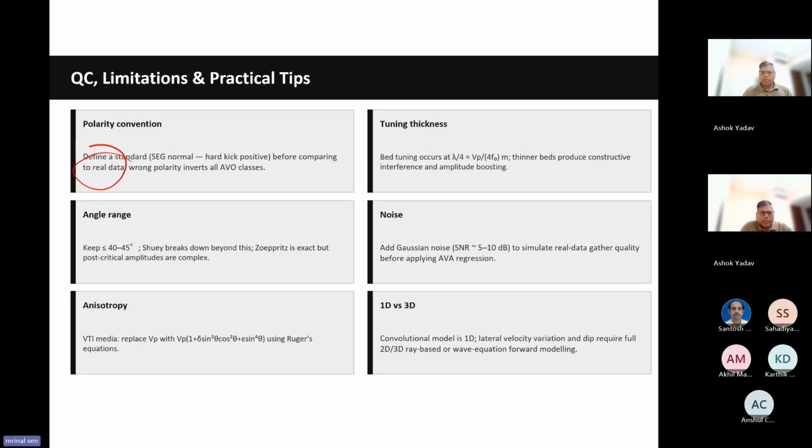And then, of course, keep angles less than 40 degrees. Okay. It basically, because the approximation itself breaks down beyond that.